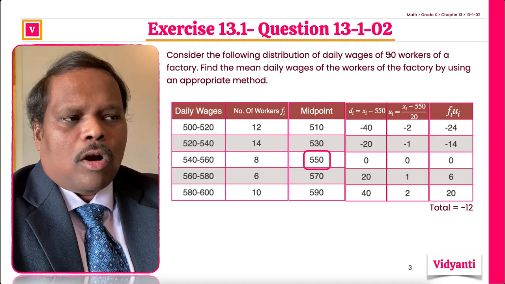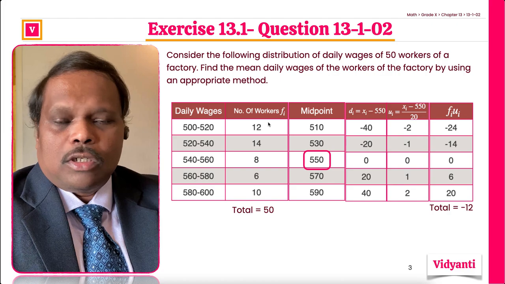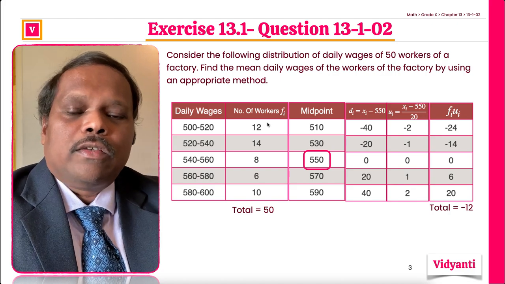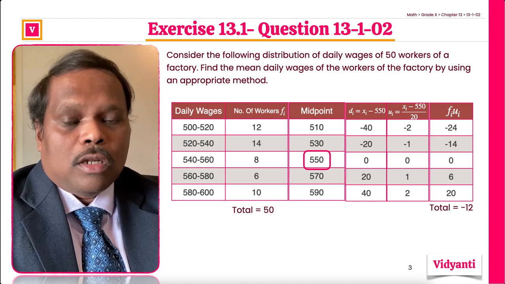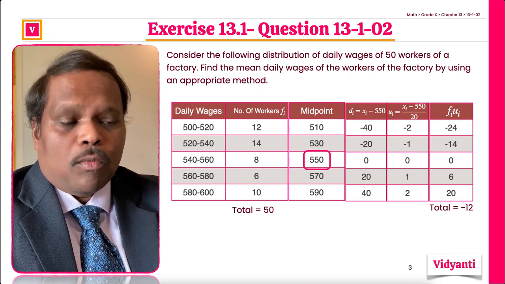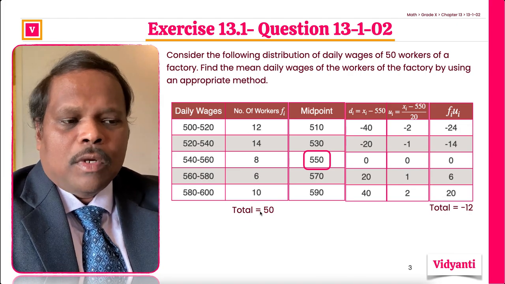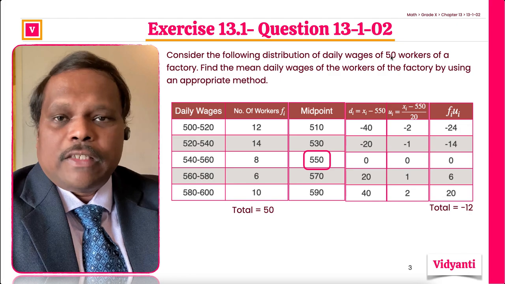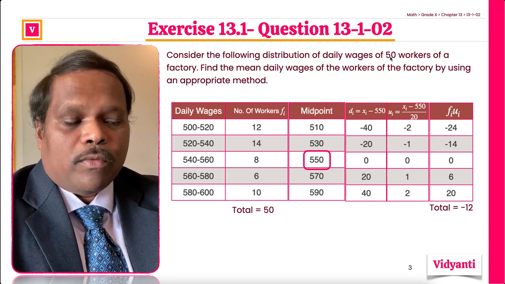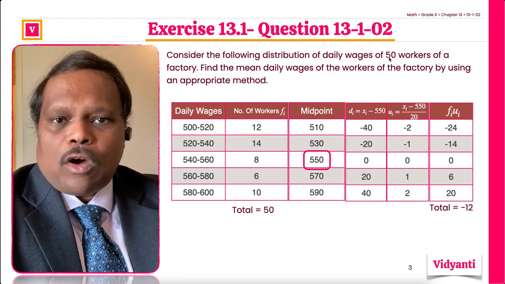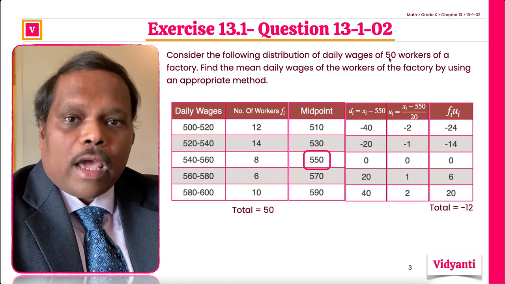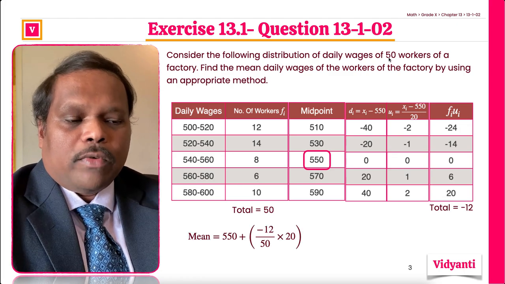Remember, there are altogether 50 workers. So the total number of frequencies is 50, matching with the number of workers given in the question. If you want, you can actually add them, but that number will come out to be the same as the given 50 workers. Now we will use the formula for calculating the actual mean for the step deviation method.